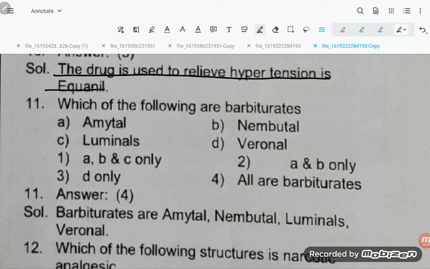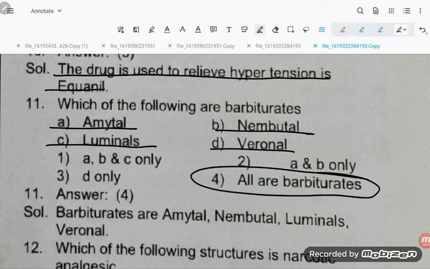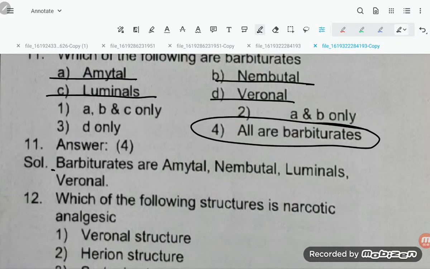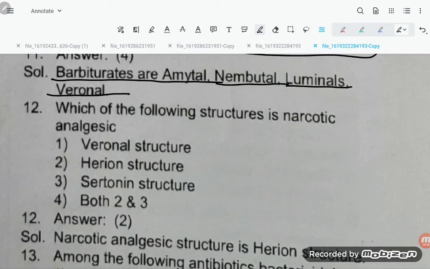Which of the following is a barbiturate? Barbiturates are amytal, nembutal, luminal, and veronal. They are all barbiturates, students. They are the drugs used for high pain.